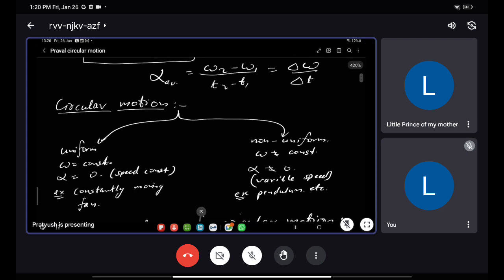Circular motion is of two types: uniform circular motion and non-uniform circular motion. In uniform circular motion, omega or angular velocity is constant. But in non-uniform circular motion, omega will not be constant. Here speed will be variable. In uniform circular motion, speed will be constant, like a constantly moving fan. And here an example is a pendulum.